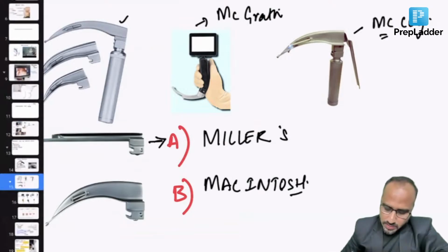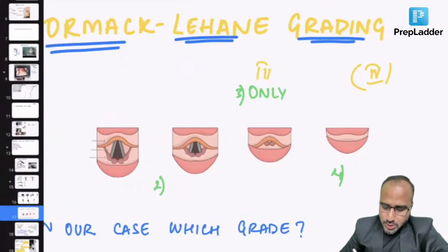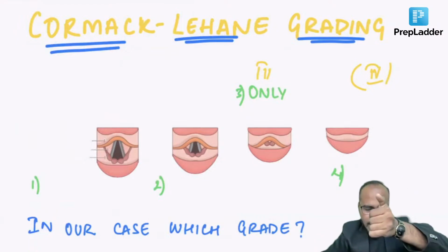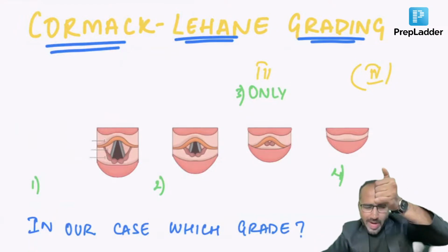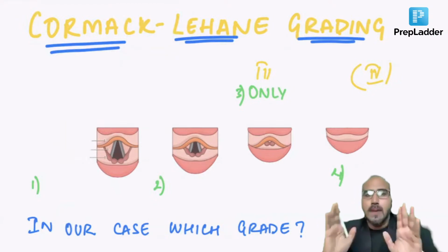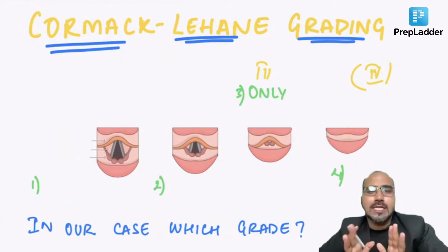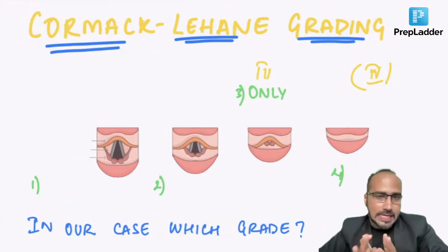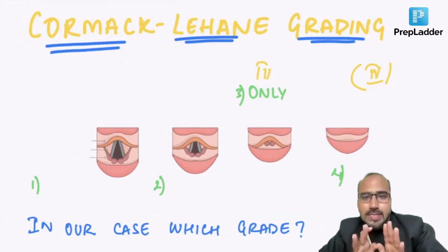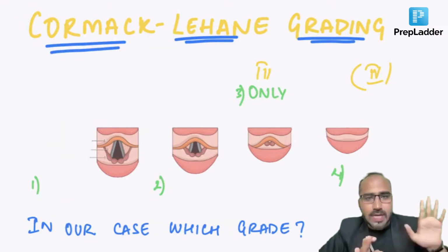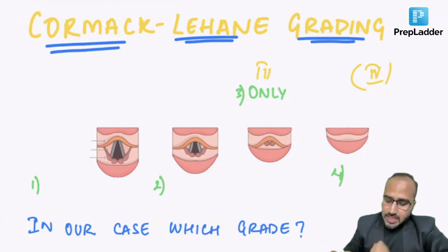Okay, now just look over here. Once you have introduced the laryngoscope in the patient's mouth, you will lift the tongue. While you lift the tongue, the laryngeal aperture is visible to you. Based on the visibility of the laryngeal aperture, you will give a classification called Cormack-Lehane grading. Cormack-Lehane grading is done at the time of intubation, not in the PAC. In PAC, only Mallampati. So remember, guys, in Cormack-Lehane, there are 4 grades.